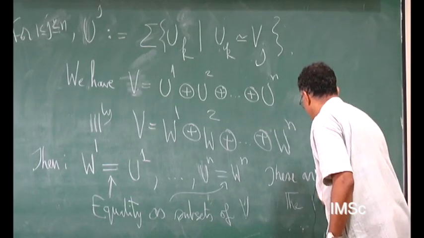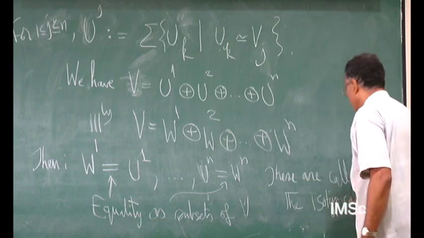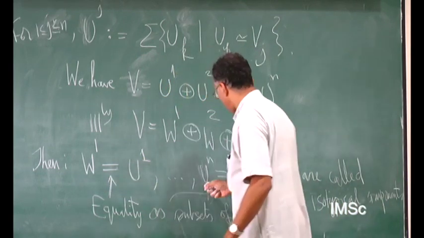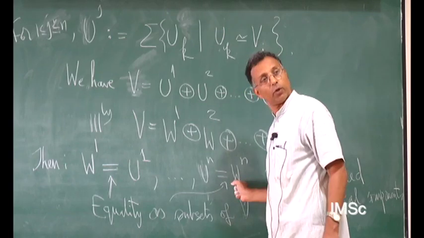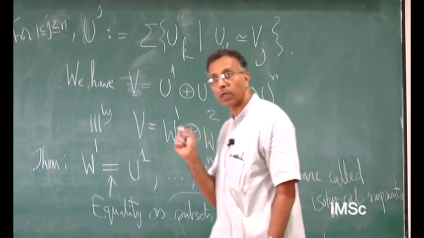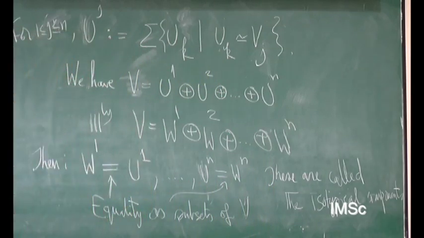These are called the isotypical components. This is called the isotypical component corresponding to V1. This is called the isotypical component corresponding to Vn. Okay, so the isotypical component of a representation, as a subspace, as a subset of that representation, is well defined. Okay?